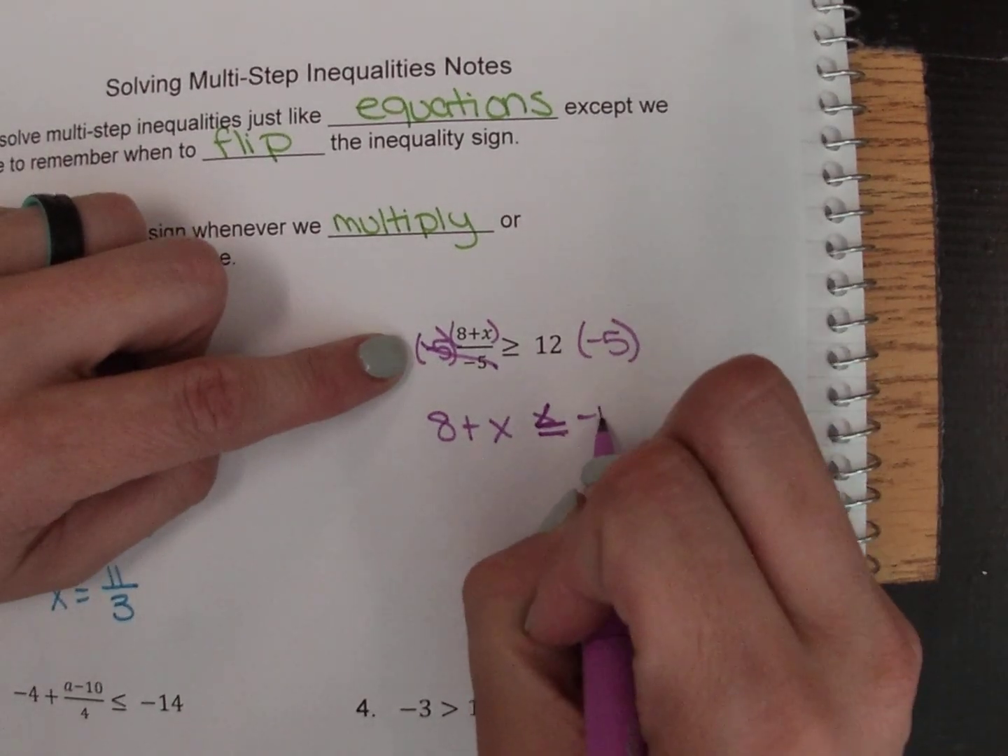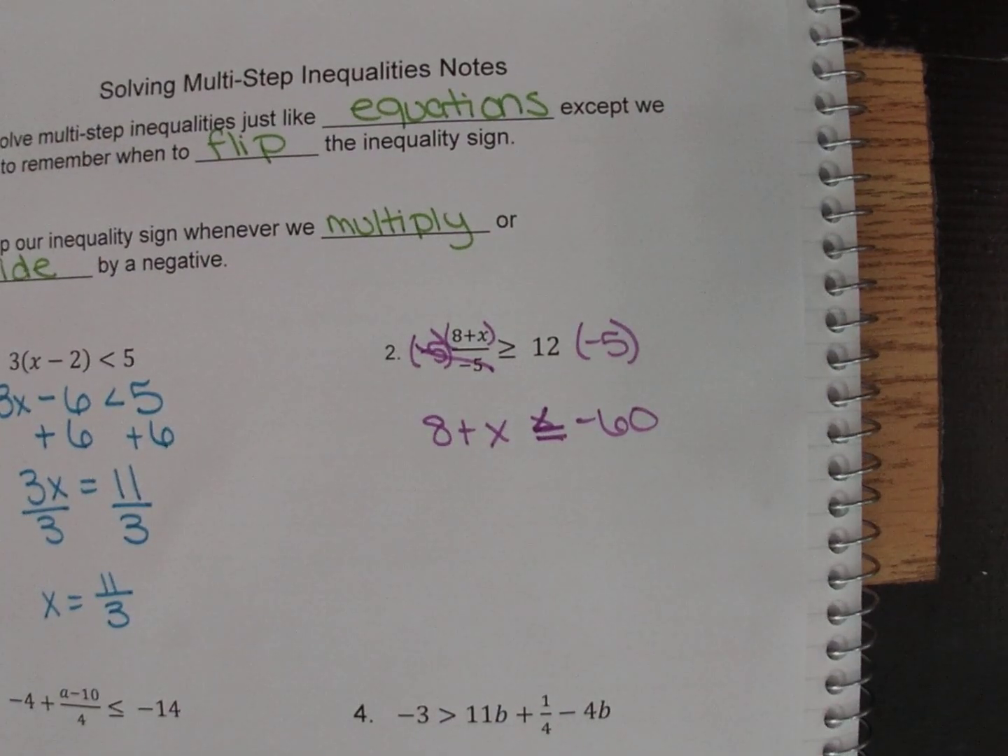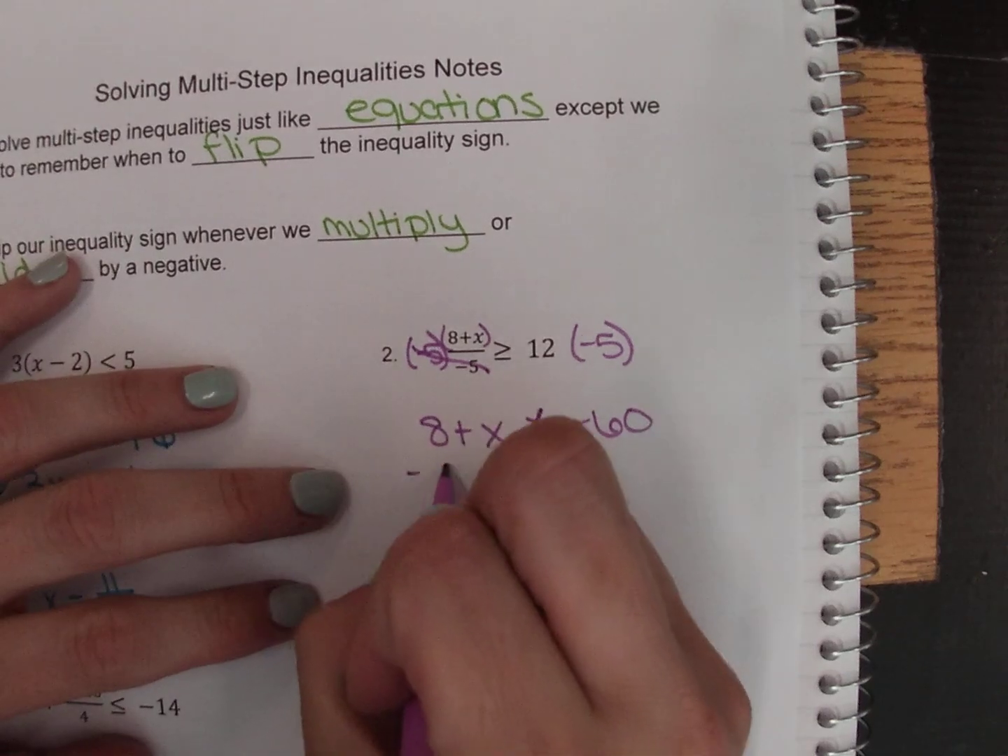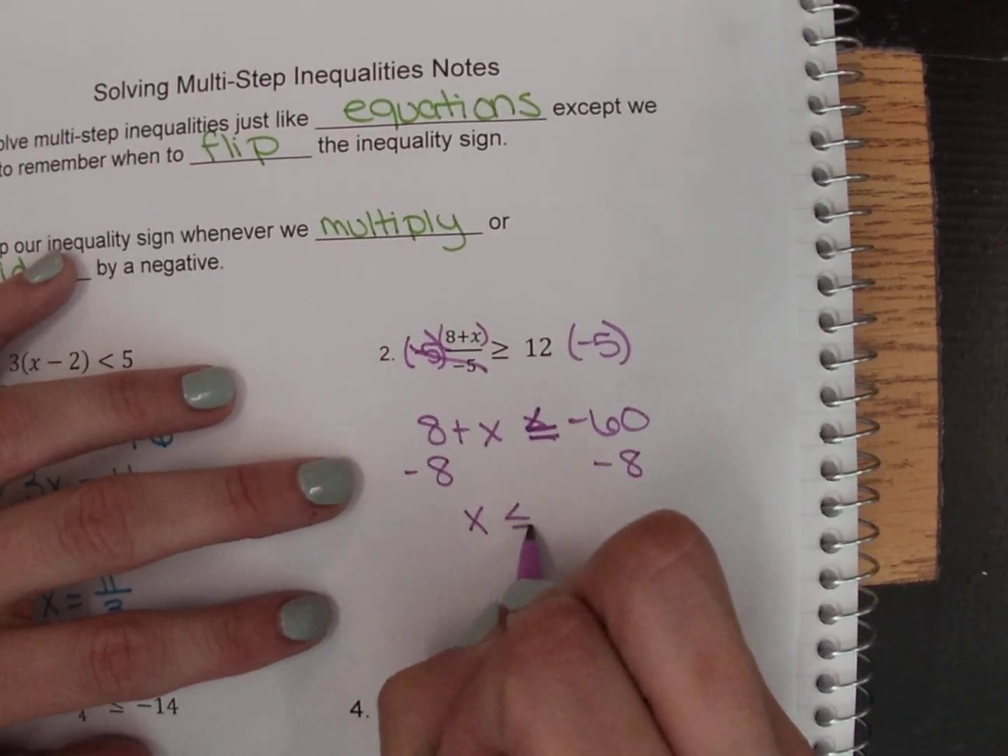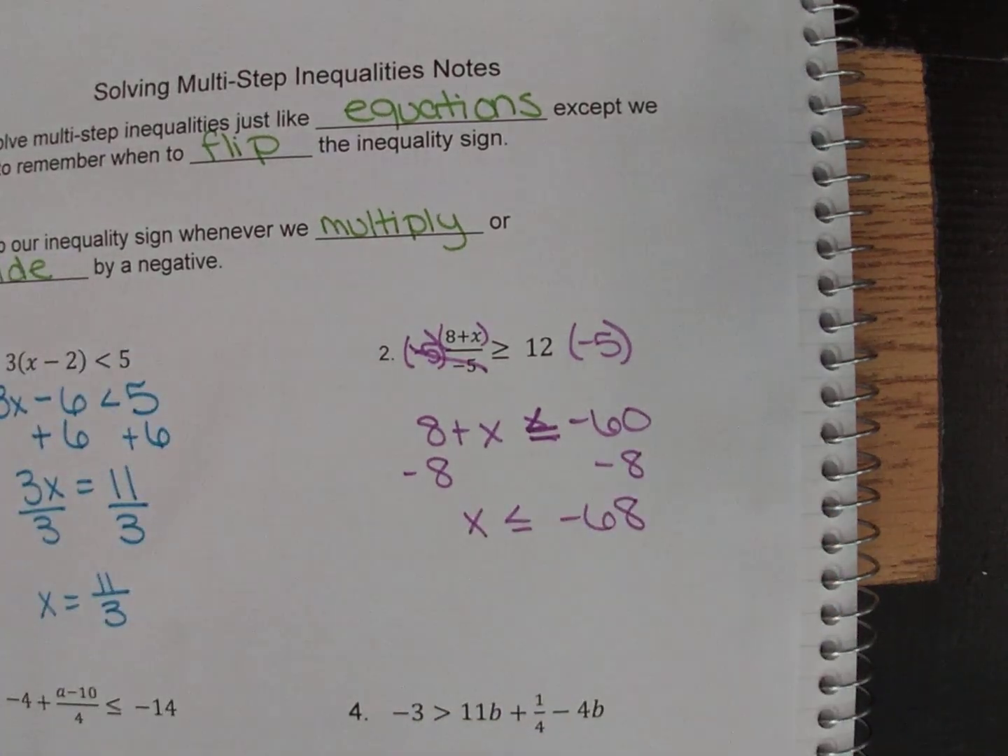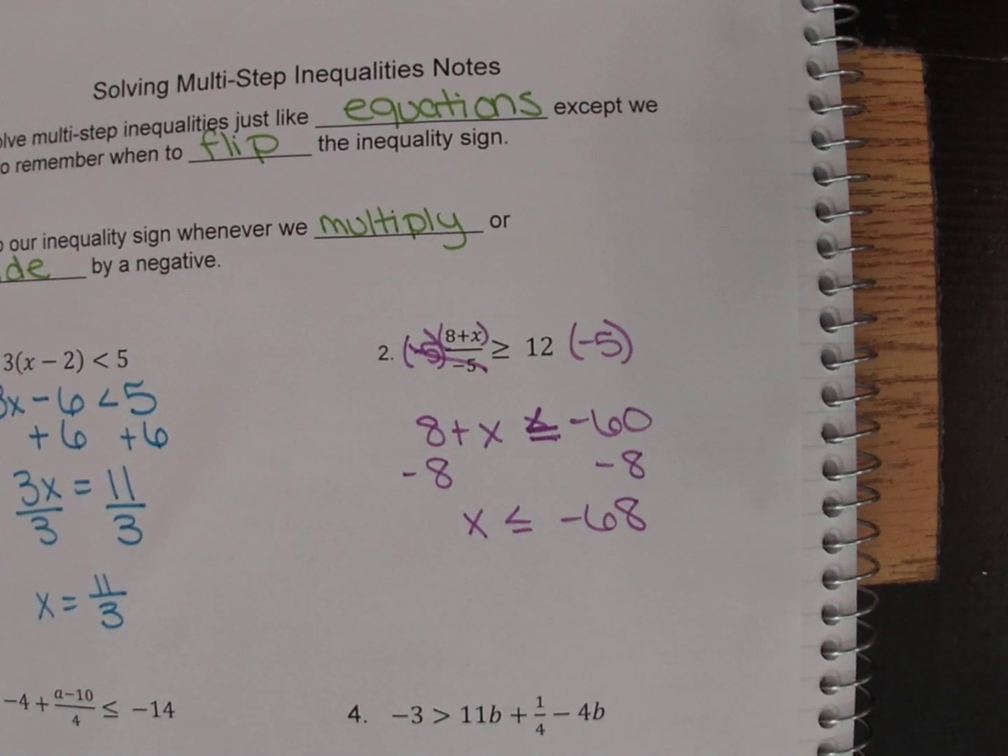Okay, negative 60. We will move our 8, so we'll undo adding 8 by subtracting 8. And we will get x is less than or equal to negative 68.